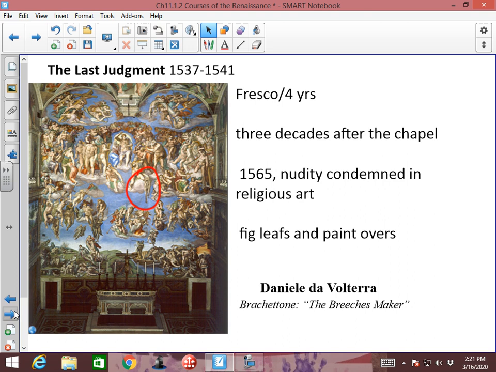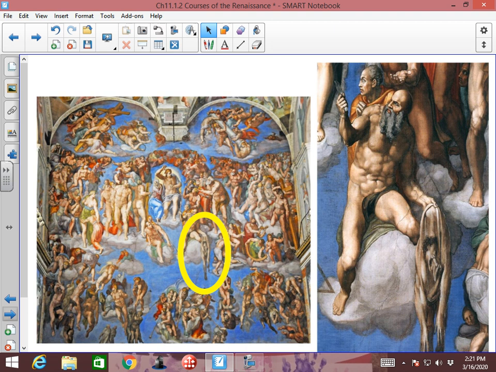If you look, there's a saint who had been skinned as part of his kind of gruesome death, and Michelangelo took it upon himself to draw himself into this particular setting, where he is that saint who's just basically a husk of what a human being would be.